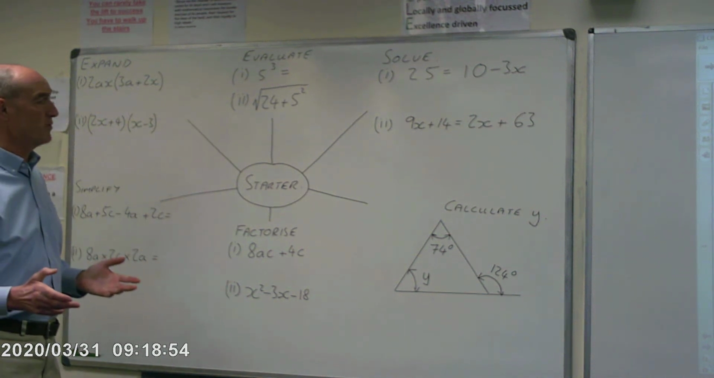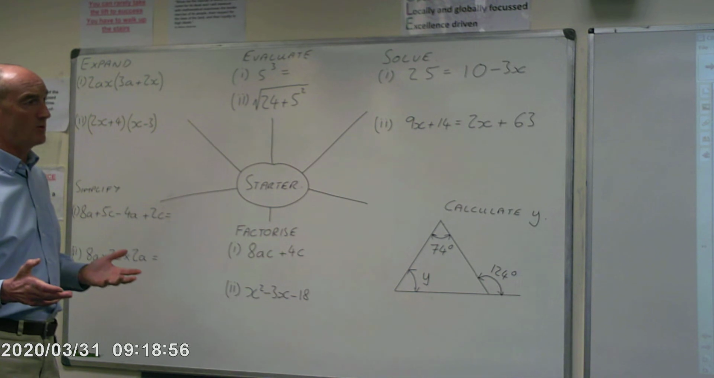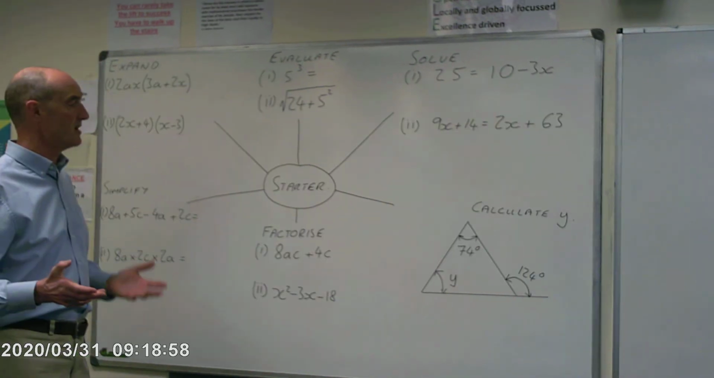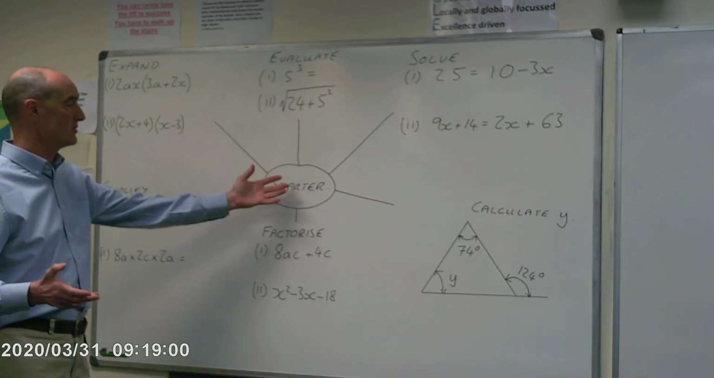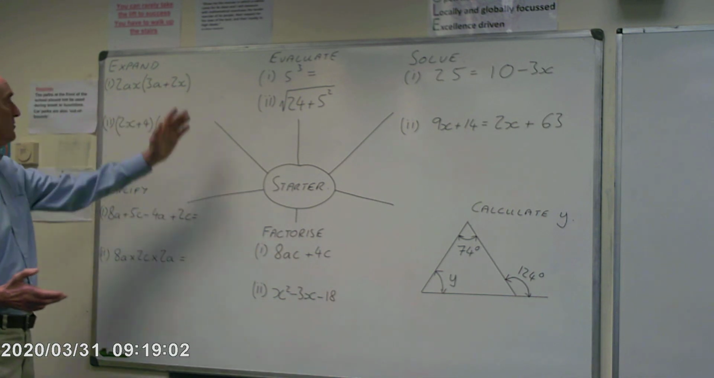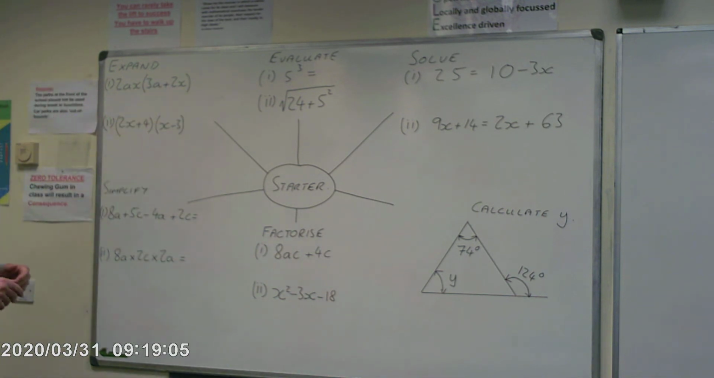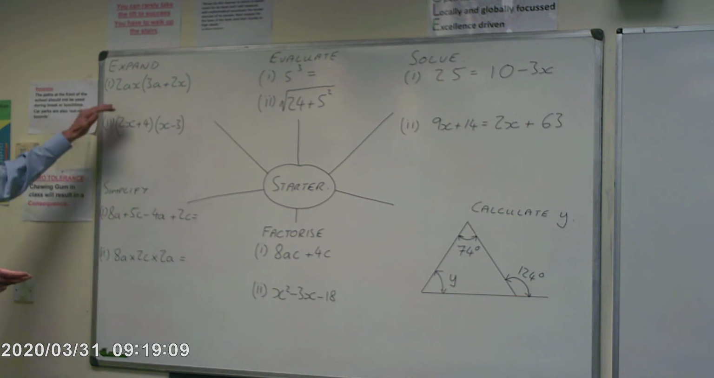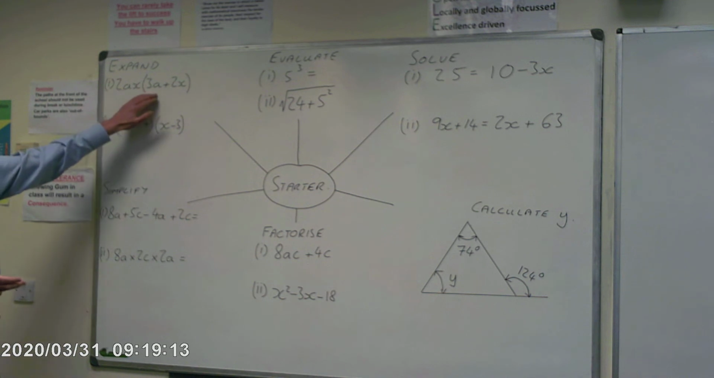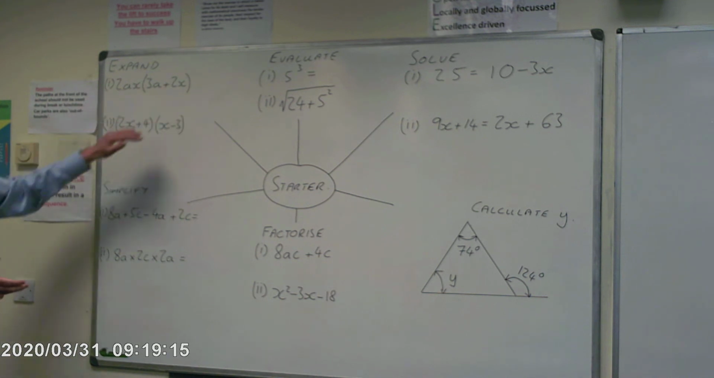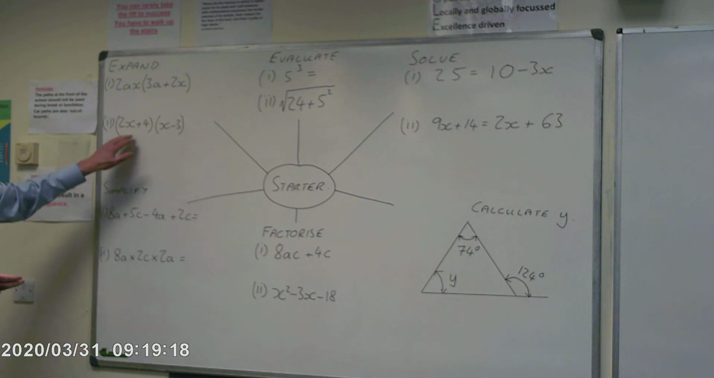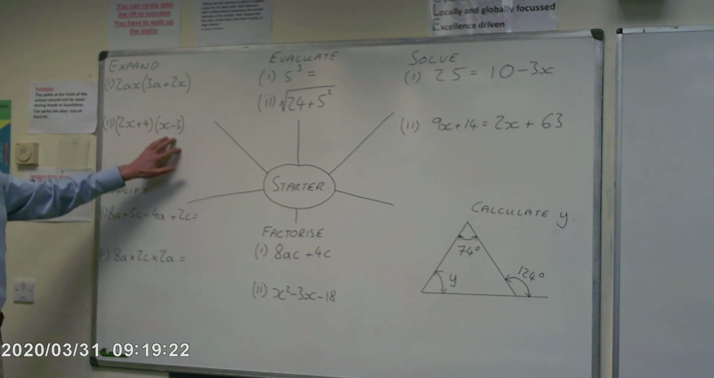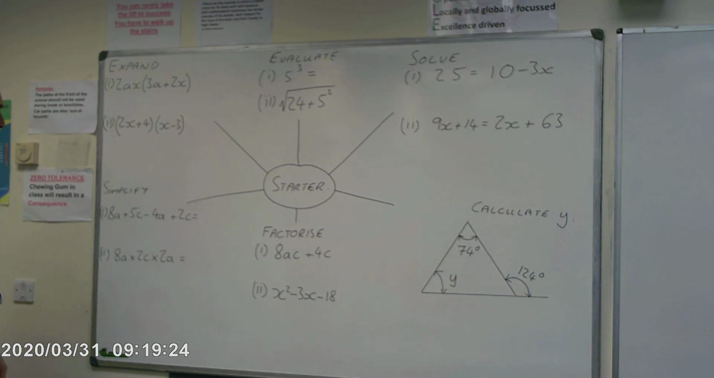Another presentation for you, finishing off with a little bit of our work with sectors today, but beginning with the starter activity. So I'll read through. I've been doing the last few presentations so you understand what the questions are about, just in case you can't read them properly. Expand 2ax(3a + 2x). Two brackets next to each other: (2x + 4)(x - 3).